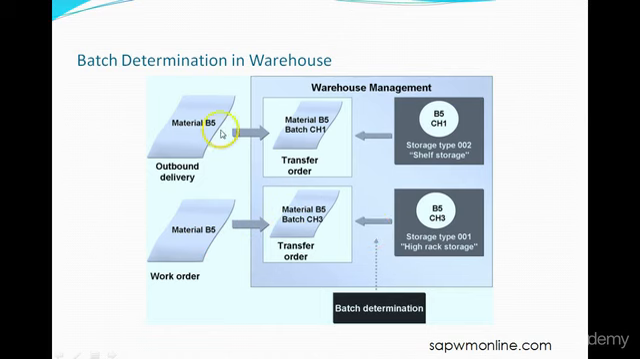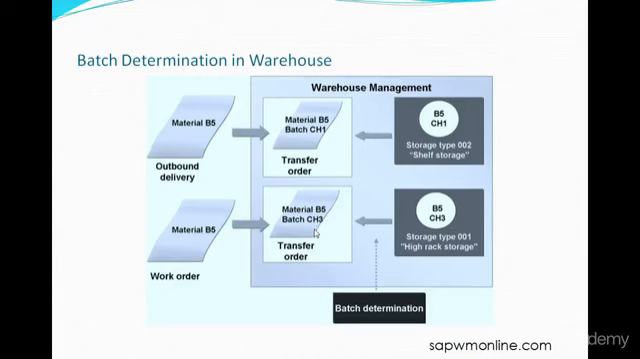So it could be any preceding document. We need only one setup to make at the warehouse level. Of course, we have the flexibility to choose different batch determination procedures for different movement types if we decide to go by that combination.